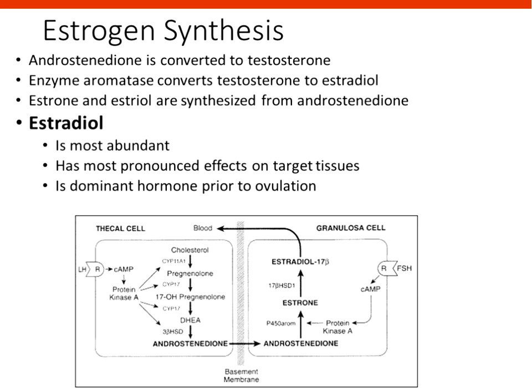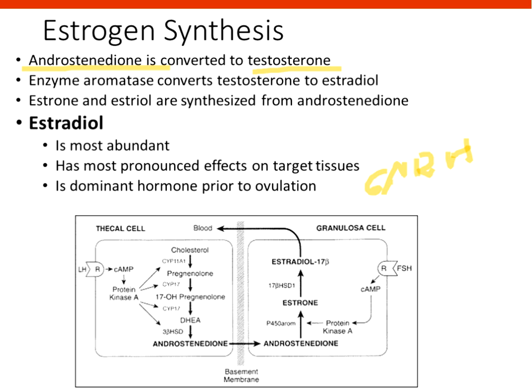Okay, so again, estrogen comes from testosterone. You take cholesterol, first convert it to a precursor, then it's converted to testosterone, and in the presence of the enzyme aromatase, testosterone is converted to one of our estrogens. Estradiol is the one we typically focus on because it is the most potent, most effective of the estrogens. It has the most pronounced target tissue effects, and it's the dominant hormone prior to ovulation, so it's the one causing GnRH to increase and LH to increase.